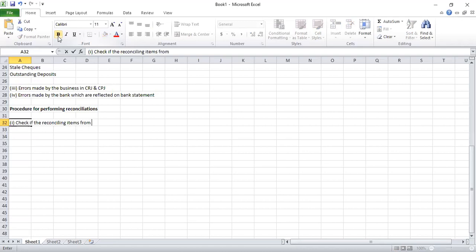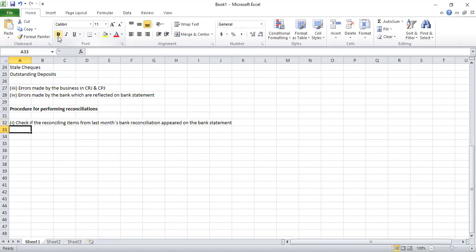from last month's bank reconciliation appeared on the bank statement. Right. What we call reconciling items are those items that need to be sorted by the bank. We can't sort the books of the bank. We can only sort our own books. So at the end of the day, those items that need to be sorted by the bank will go to the bank reconciliation statement.